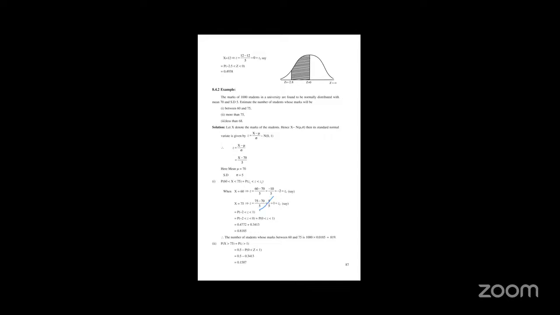So this can be written as, you can split it into two: minus 2 less than Z less than 0, and 0 less than Z less than 1. So we need to find the probability estimation value for this, which is 0.4772, and the probability value of this, which is 0.3414. After adding both values, it is 0.8185.